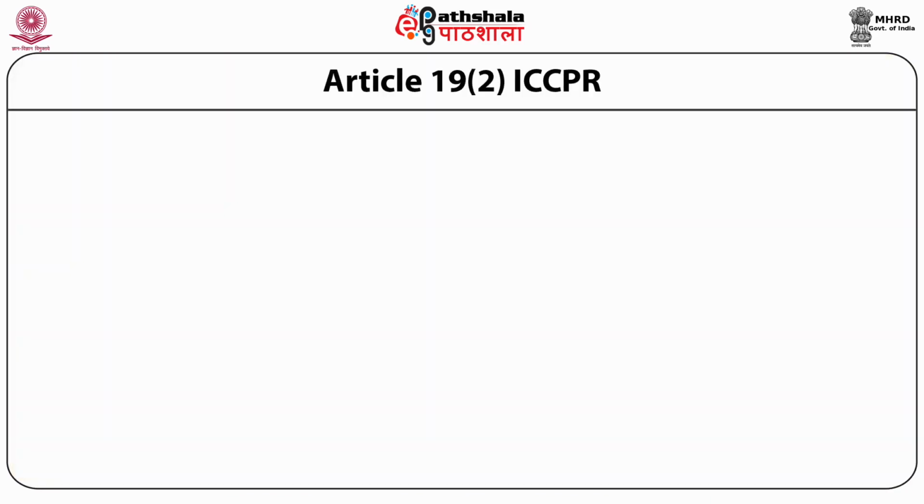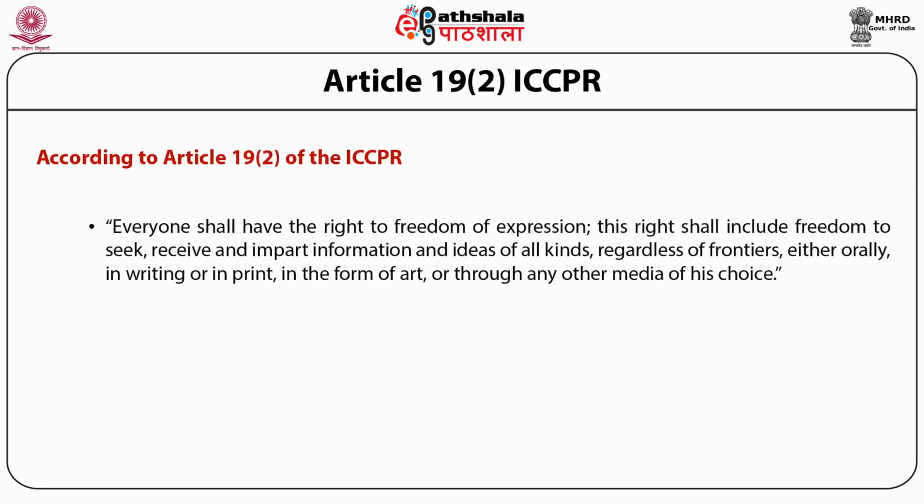Now, let's also come to Article 19, but in the ICCPR. Article 19, paragraph 2 of the ICCPR states, everyone shall have the right to freedom of expression. This right shall include freedom to seek, receive, and impart information and ideas of all kinds, regardless of frontiers, either orally, in writing, or in print, in the form of art or through any other media of his choice.